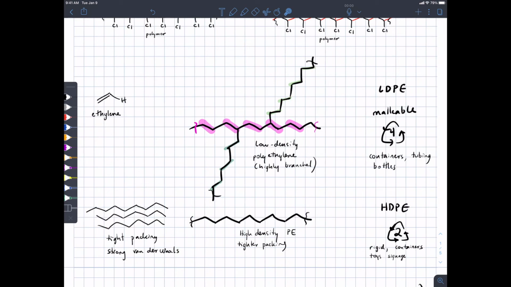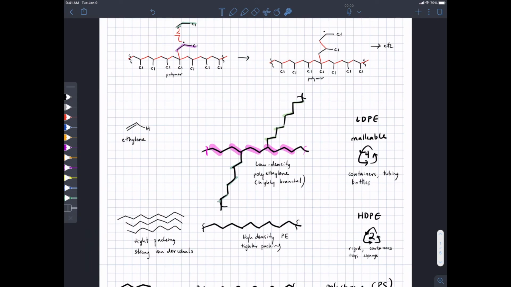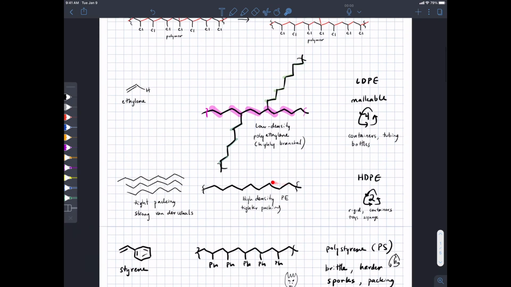Here are branching points. The branching process happens for ethylene just like I showed it happening for polyvinyl chloride. If there's a lot of branching, it's called LDPE, which stands for low density polyethylene. This is highly branched. It has the recycle code 4. It's often used in food containers, bottles, tubing. It's very flexible. In contrast, if you don't do a lot of branching, you've got what's called high-density polyethylene, or HDPE, recycle code 2. This is much more rigid and is used in toys and signs, containers that need to be stronger.